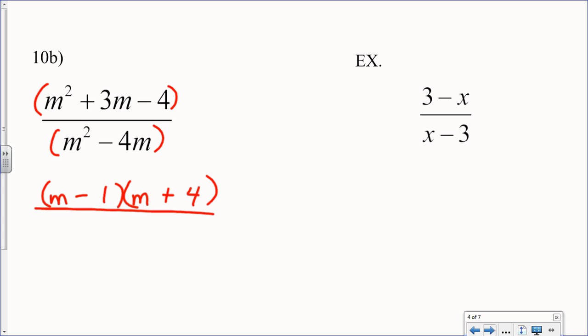Okay. In the denominator, is there a common factor? M. So then I get m minus 4. Okay? Any common factors to cancel? No. No. These are close, but they're not the exact same. So this one is done.